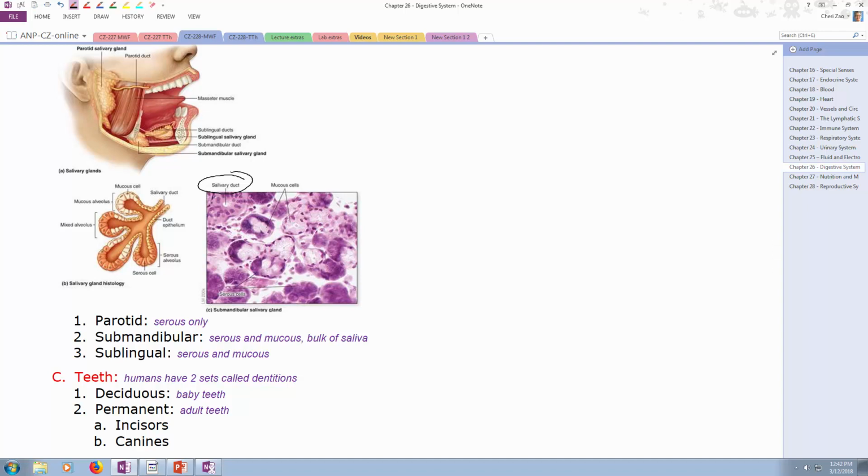The mucus cells are the ones that look more pale pink in their appearance. And then the serous component of the cells are the more purplish.